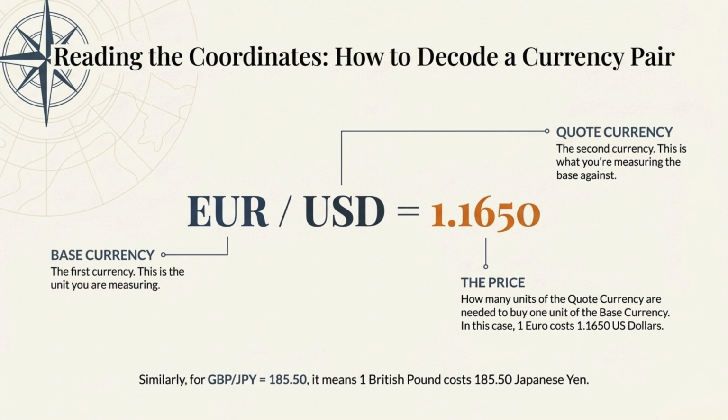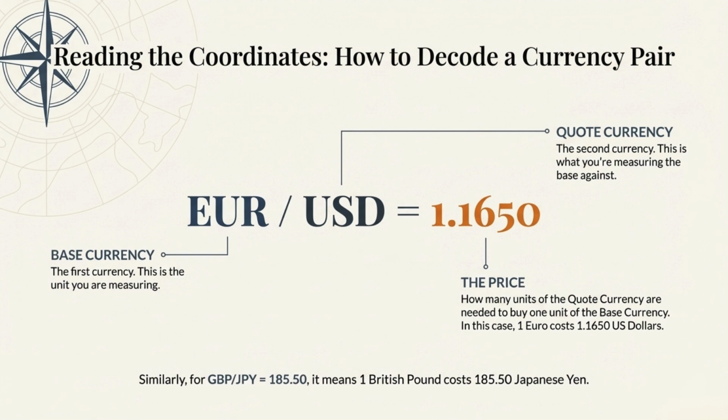We need the core instruction manual for reading the market. When you look at any pair, let's just stick with that classic example, EUR/USD. Let's say the price is 1.1650. What does that string of symbols and numbers actually mean? Okay, so this sequence breaks down into three distinct parts, and you absolutely have to know what each one does. If you skip this, you will misinterpret price movement constantly.